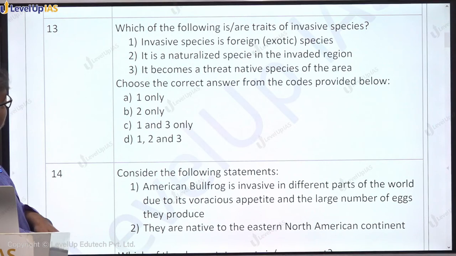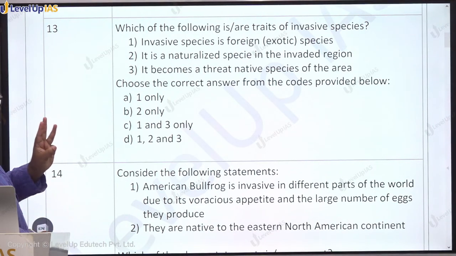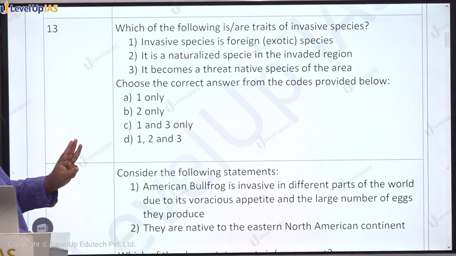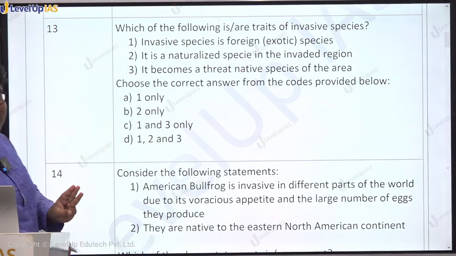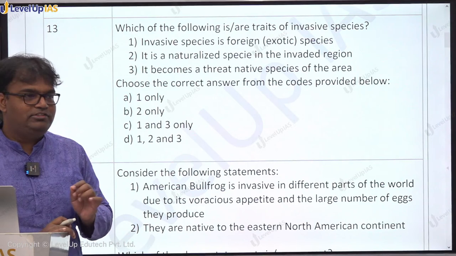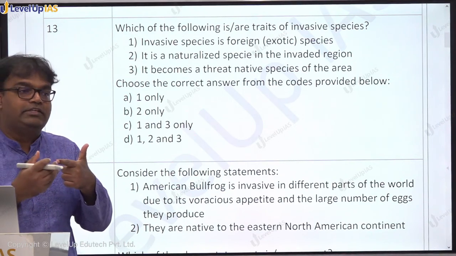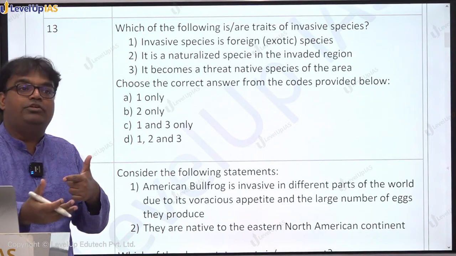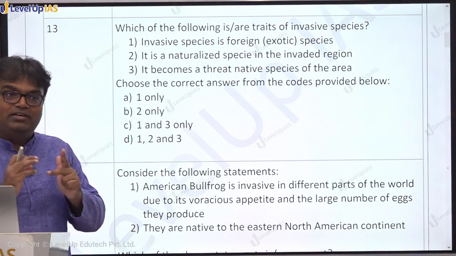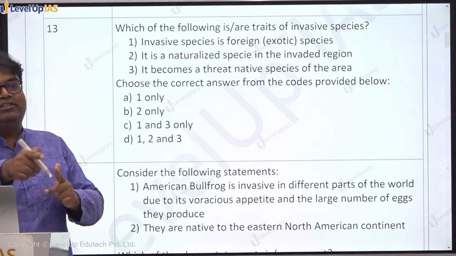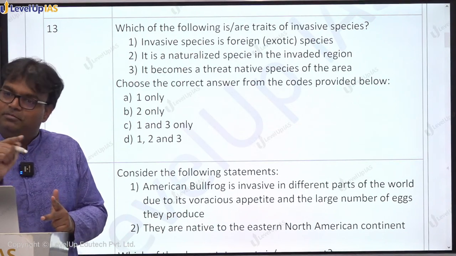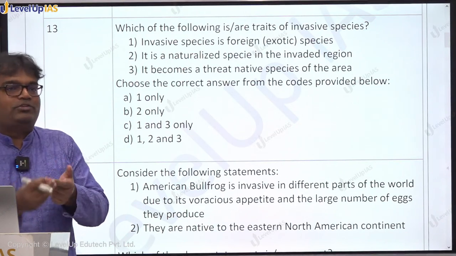D. Invasive species, a foreign species. It is naturalized. It has become a threat to native species of the area. Yes, D. These are the three conditions. For any species to be considered invasive, first it has to be foreign, then it should have become naturalized. It is able to survive in this ecosystem as its home. And third, it has started damaging the local ecosystem. Then it becomes invasive. Else it's just foreign naturalized.